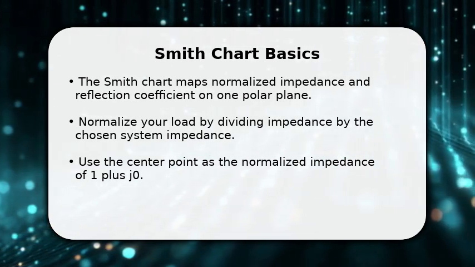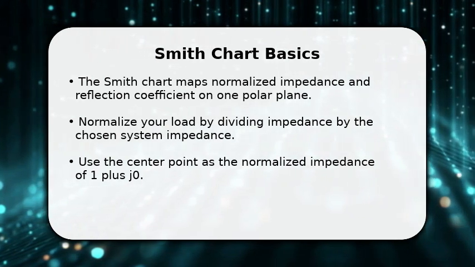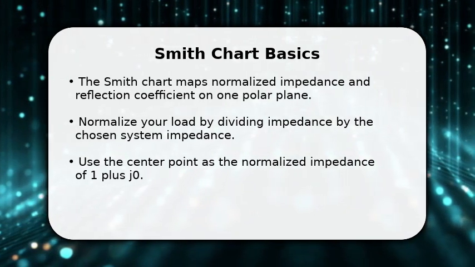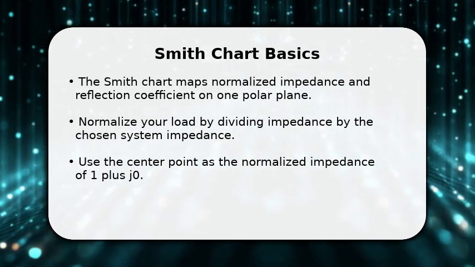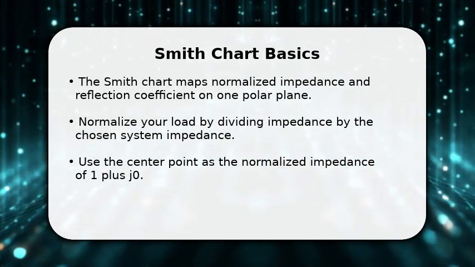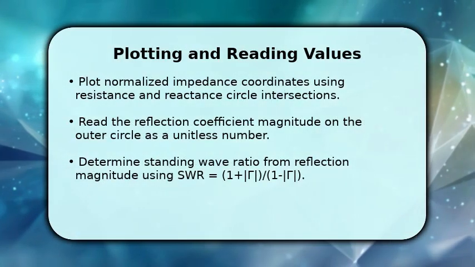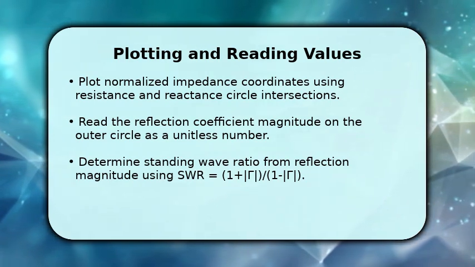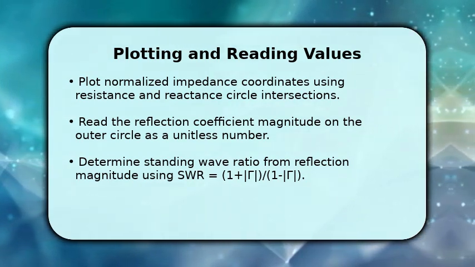The center corresponds to normalized impedance of 1 plus j0 and 0 reflection. Use the outer circle for magnitude 1 reflection coefficients and complex conjugate relationships for matching tasks. Plot normalized impedance coordinates using resistance and reactance circle intersections on the chart. Find the intersection that matches your normalized resistance and normalized reactance values precisely.